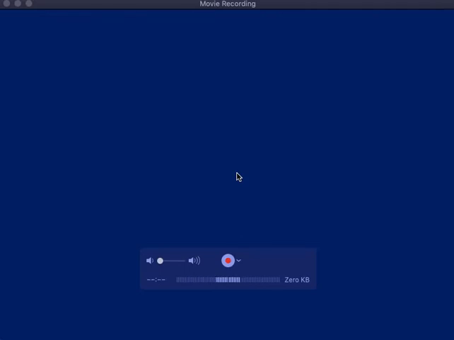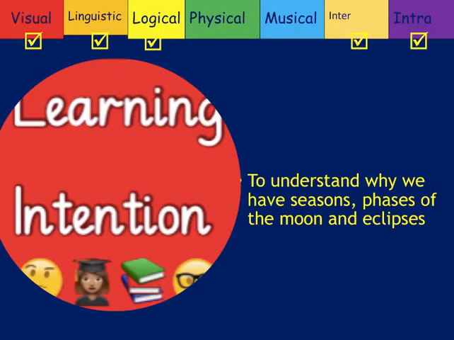So today we're going to change our topic and go back into Earth and space. Our learning intention for today is to understand why there are seasons, why there are phases of the moon, and why we have eclipses. How do they happen? Now, if we were doing this in school, we'd be doing it a lot differently than we are now, but we'll do our best. Okay, so this is our learning intention.